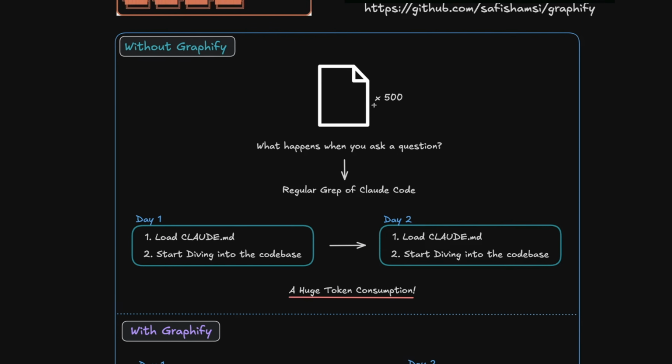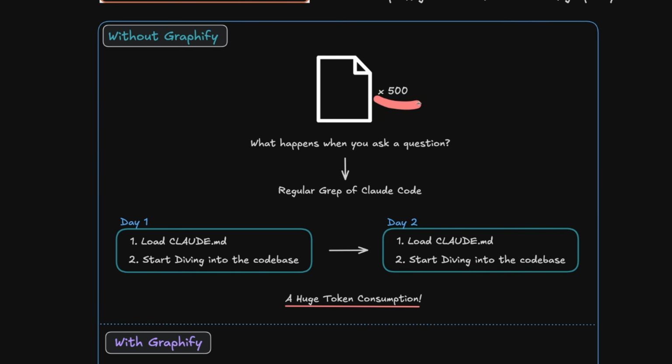Let's say we started to work on a new project that contains about 500 files. What will happen when we're going to ask a new question about this repository? Without Graphify, Claude Code will use the grep command. This command allows Claude Code to scan the whole repository and to look for the relevant files.